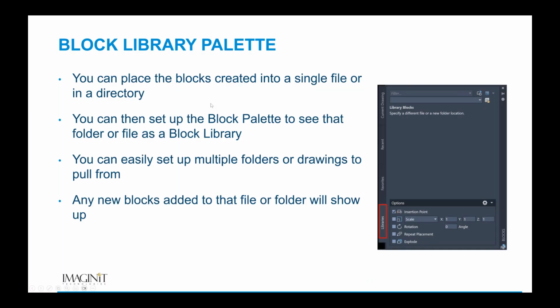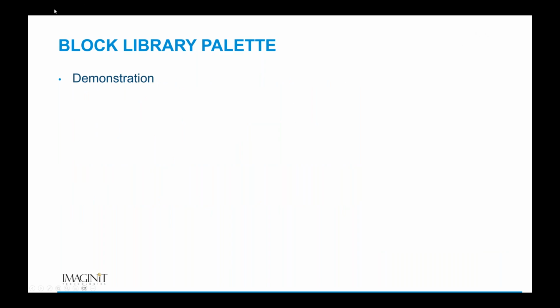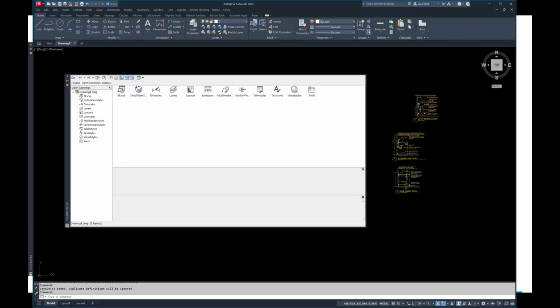All right, now we're going to talk about the block library palette. Here you can place blocks created into a single file or a directory. Then you set up the block palette to see that folder or file as a block library. You can easily set up multiple folders or drawings to pull from. Any new blocks added to that file, if you're pointing to a single DWG or folder, will automatically show up next time you access this block library. And this is another one.